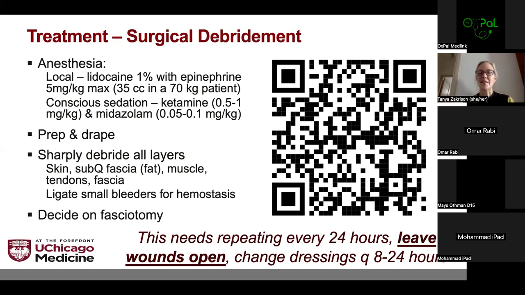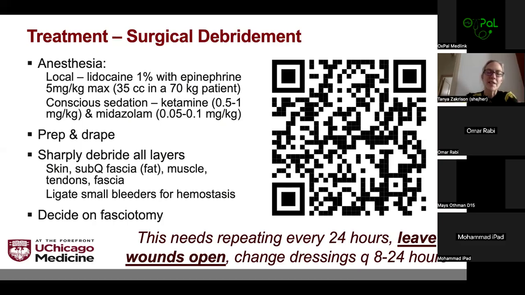Again, you're ligating small bleeders for hemostasis. And then if you're needing to debride the open soft tissue wounds of your legs or any extremity, for example your arms, hands, feet, gluteal region, or thighs, you might need to decide, does this patient need a fasciotomy, yes or no? That's important. Before we talk about that, though, I want to talk about the dressings.